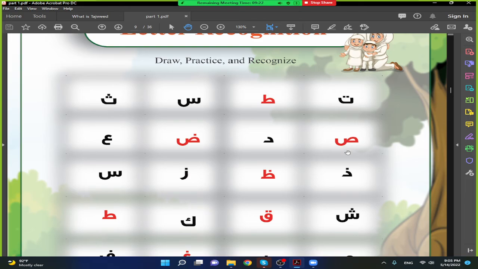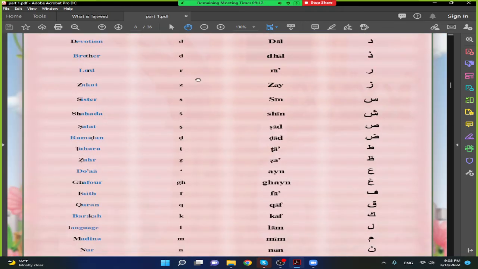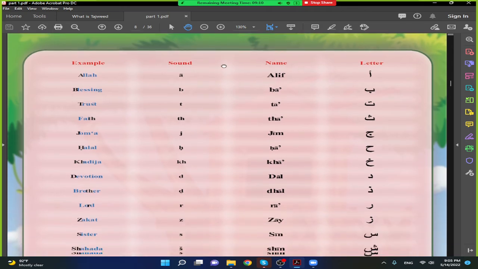What is this letter here? I don't know. It's S for again. Leave this page. Okay. You don't need to read this page right now. First, we are going to fix that. Page number 3. Okay.